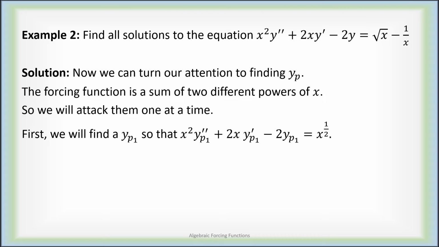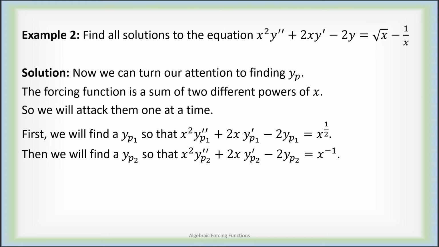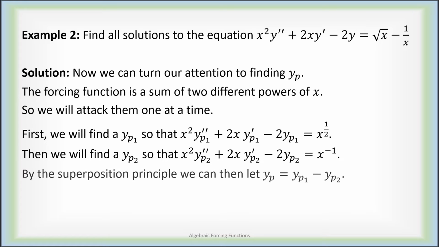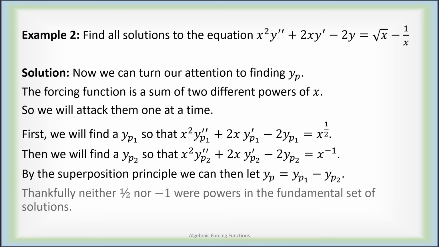First, we'll find a yp1, so that if I use it in the differential equation, it generates x to the 1/2, or root x. Then we're going to find a yp2, so that it would generate x to the -1, in other words, 1 over x. By the superposition principle, if I take yp1 minus yp2, that will generate x to the 1/2 minus 1 over x. Thankfully, neither of these powers were powers in the fundamental set of solutions, so we don't have to be too tricky here.